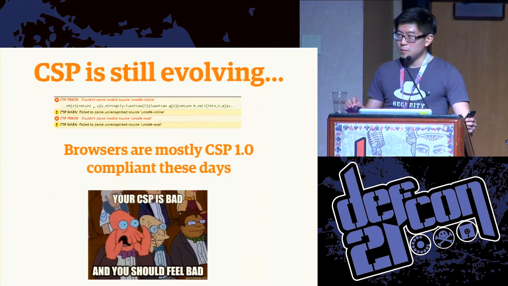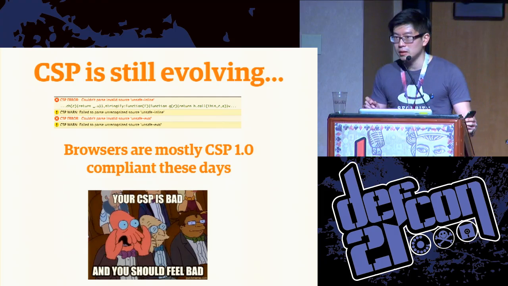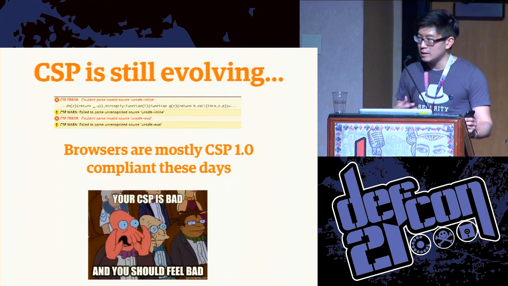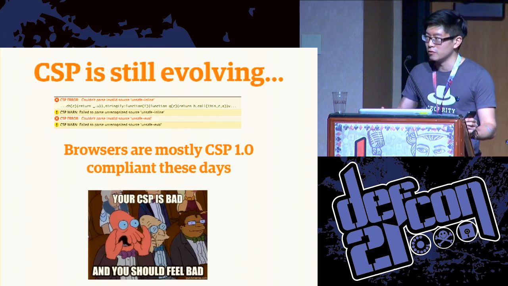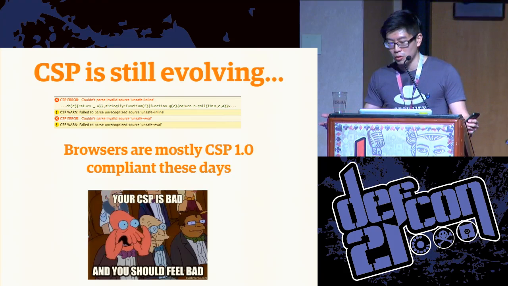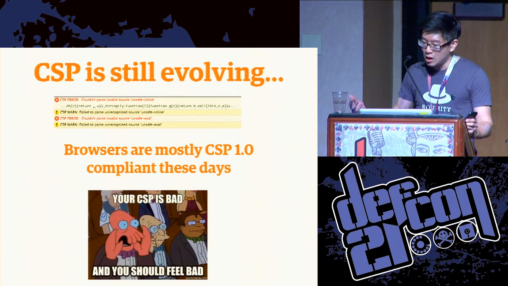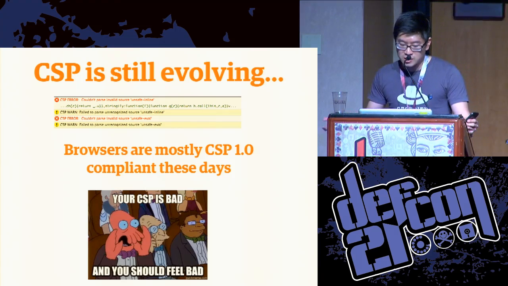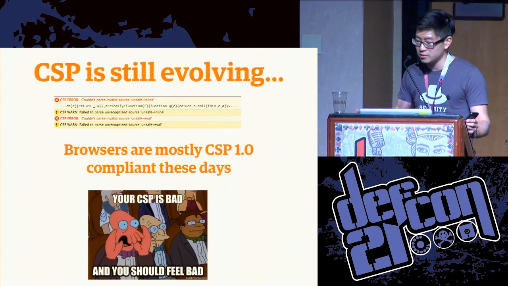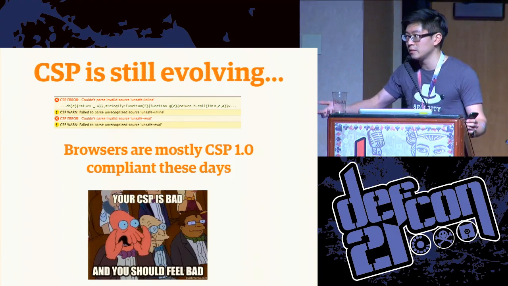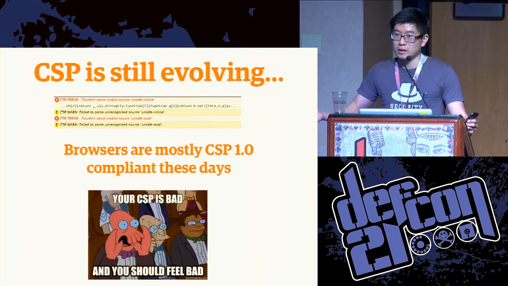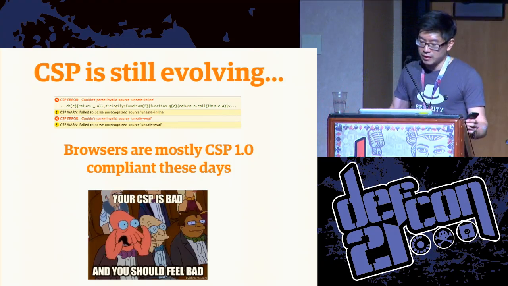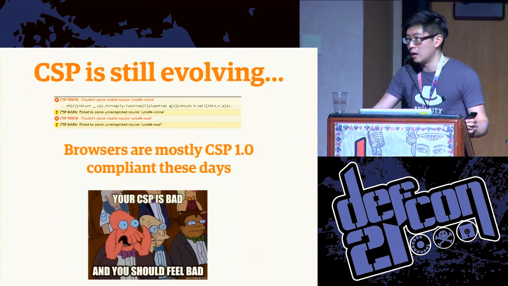So an important aspect to note is that content security policy as a standard is still evolving. This little snippet of a screenshot was taken from a version of Firefox not too long ago. And if it's hard to read the text, what it basically says is "CSP warn: failed to parse unrecognized directive unsafe inline." Firefox at the time that the screenshot was taken had a bug where it didn't recognize the unsafe inline or unsafe eval directive.